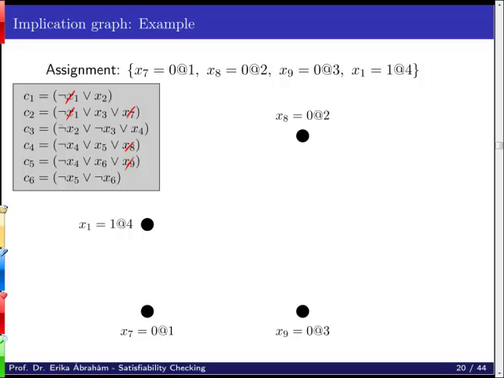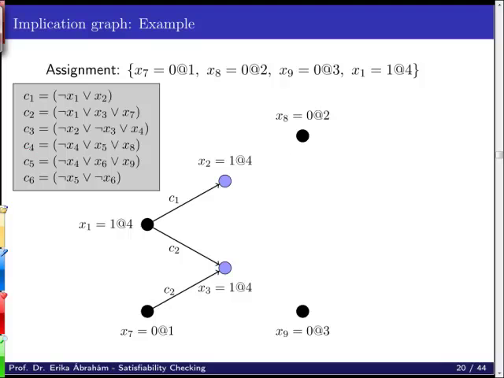So what will be implied? By clause 1. So unfortunately it's always removed. So now x2 is true. And this is true. So the next one, x3 must be true by the second clause. So x1 was false, x7 was false, so x3 must hold.